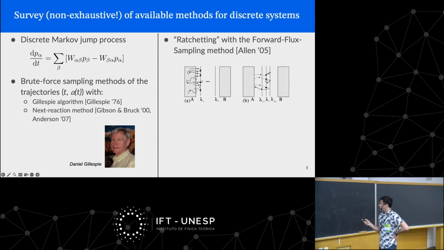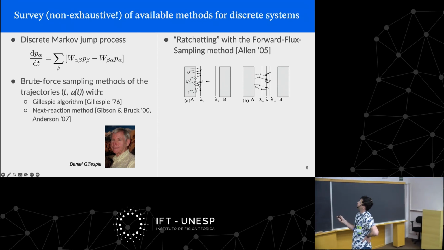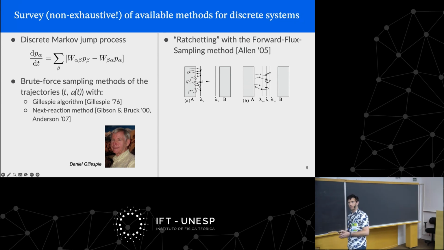Other methods approaching this question are, for example, the forward flux sampling method, which uses some sort of ratcheting scheme. Starting from a certain state A, the method defines several interfaces, a sequence of interfaces in phase space, which goes from A to B. You run simulations from A to the first one, and then you stop. Then you run simulations which go from this lambda 1 to lambda 2, and then you stop. You do this until you reach B, and then you patch them together, and because of the Markov property, you get some trajectories which are transitions.